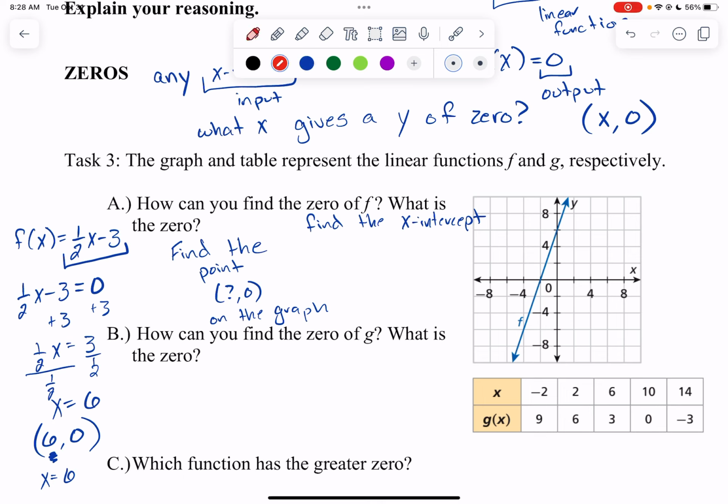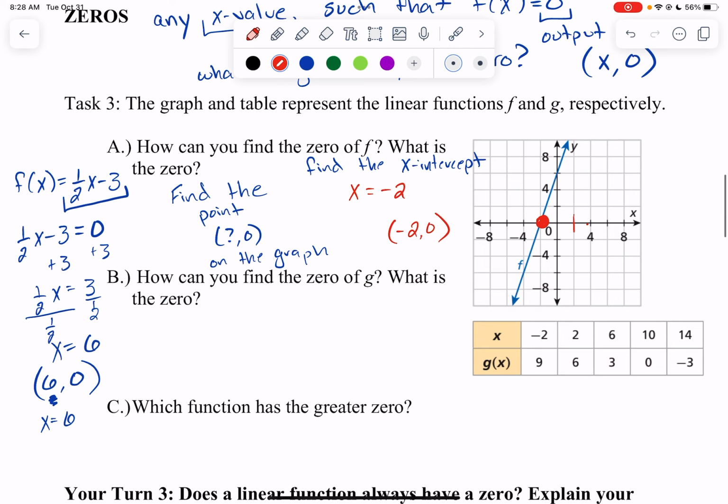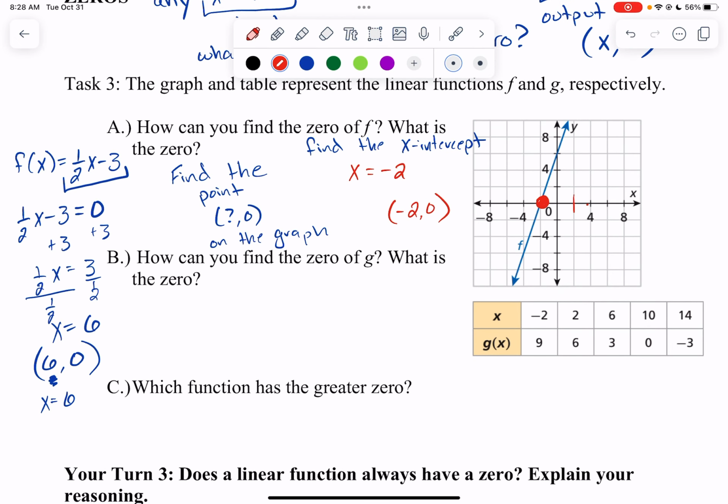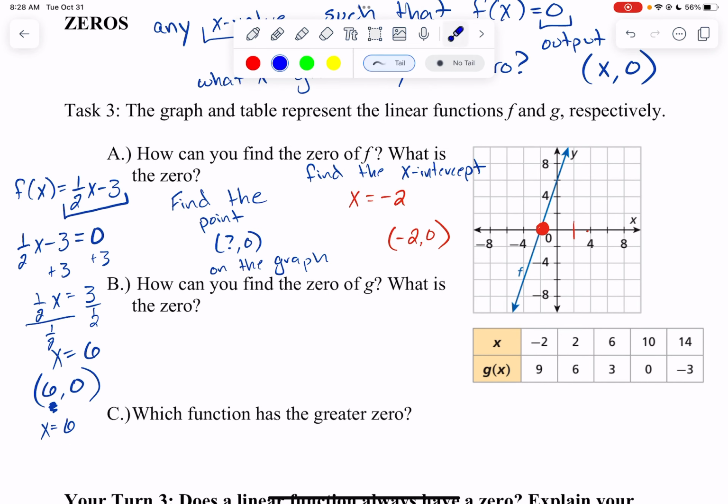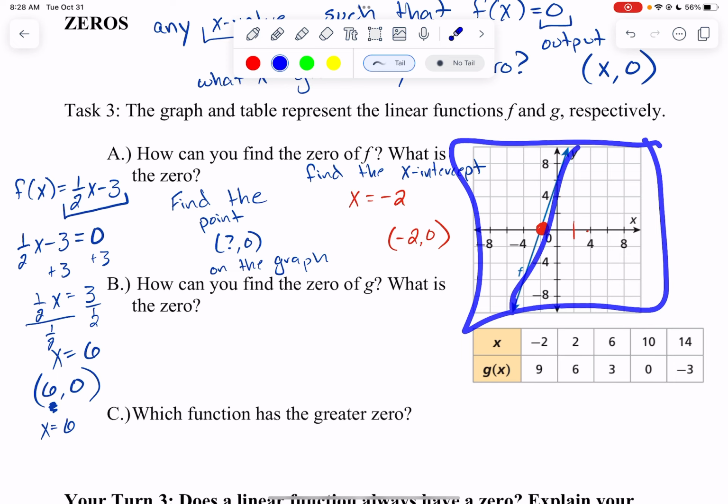If we notice, it crosses the x-axis right here, at that point. We're counting by 2's, so that would be at x equals -2. So my x-intercept is at -2, 0. So if we're looking for it from the graph point of view, we look for that x-intercept.